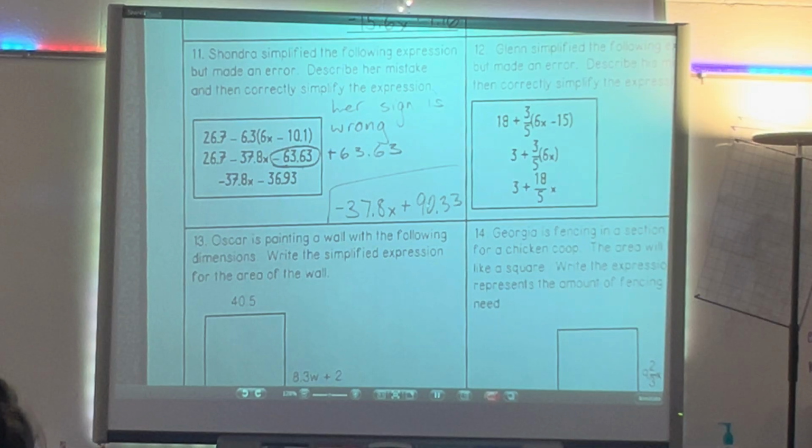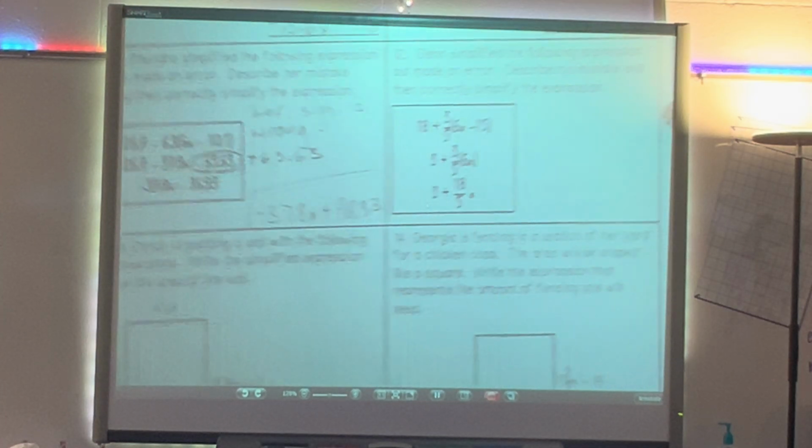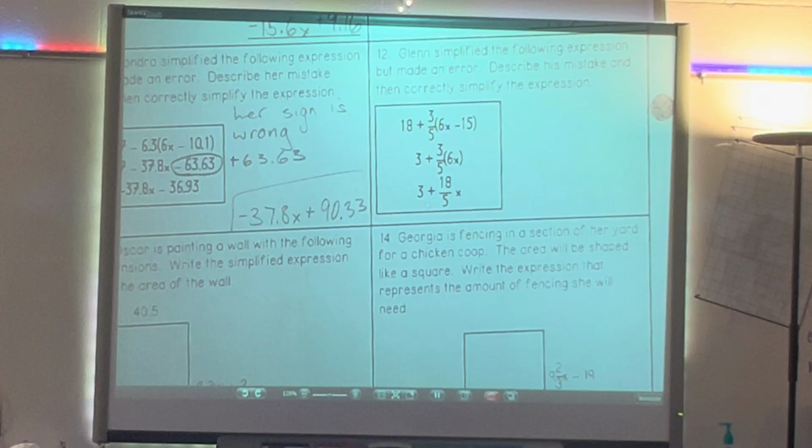We okay there? Any questions on why that was wrong and what the correct thing was? So we're okay? Everybody's good? Okay. Next one. Glenn simplified the following expression, but made an error. Describe his mistake and then simplify it. So kind of the same deal, alright?